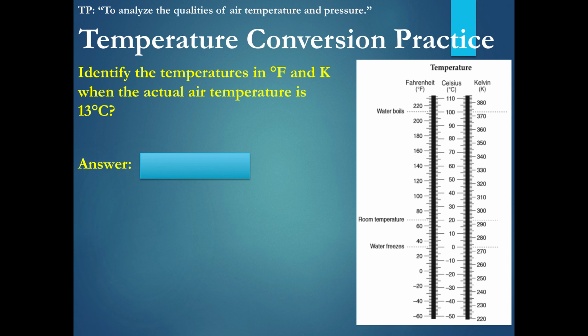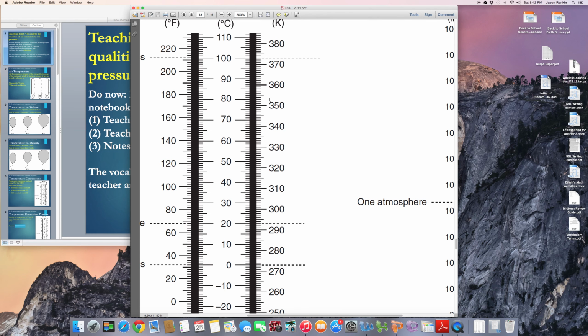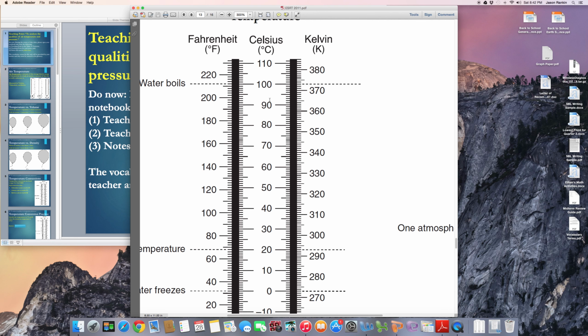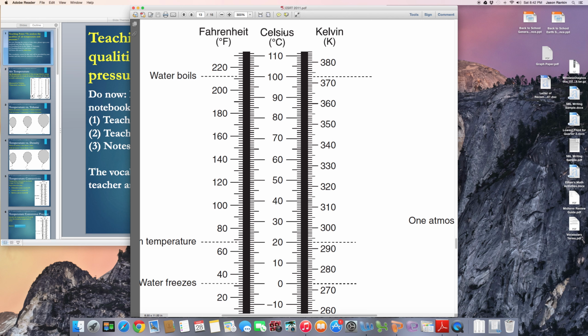All right, so let's practice one together. If the temperature is 13 degrees Celsius, we want to know what the Fahrenheit is and the Kelvin. All right, so go to page 13 of your reference table. All right, so we want to find Celsius, 13 degrees. We look in the middle.